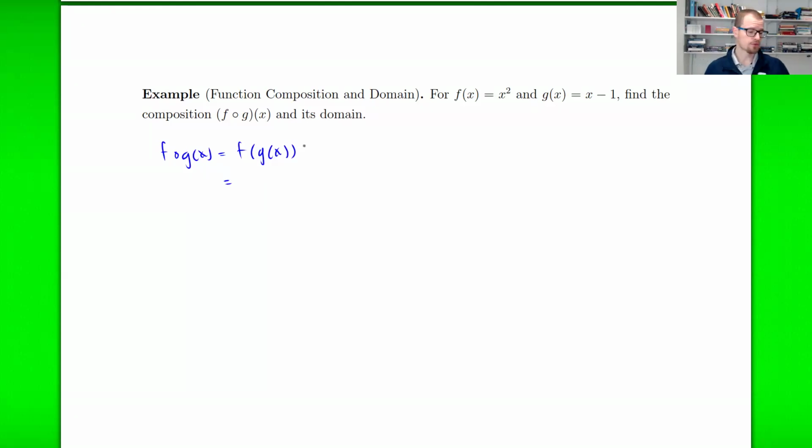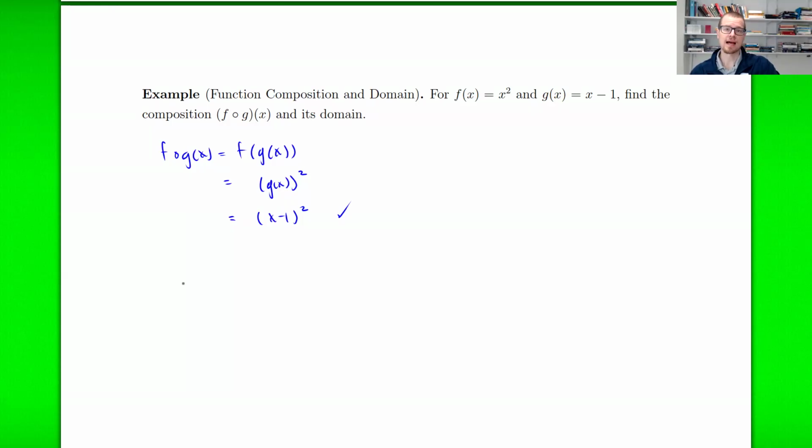Now, what I like to do, and your preference may differ, is to plug g of x into the function f. So the function f squares the input. So it's whatever the thing is squared. And the thing in this case is g of x. Now what I can do is I can say, well, what is g of x? G of x is x minus 1. So we just have x minus 1 squared. And that is perfectly acceptable. If you wanted to expand that, you could, but it is not necessary.